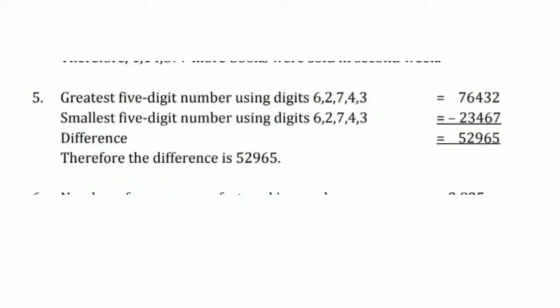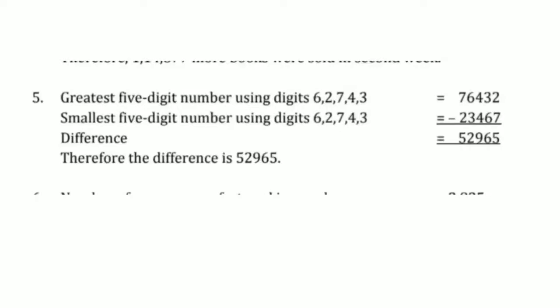Fifth question. Find the difference between the greatest and the least number that can be written using the digits 6, 2, 7, 4, 3 each only once. Means while using these digits, first we have to make the greatest number and we have to make the least number. Then we will find the difference. See the solution. Greatest 5-digit number is 76,432. Why? Because 7 is the greatest digit, then 6, then 4, then 3, then 2.